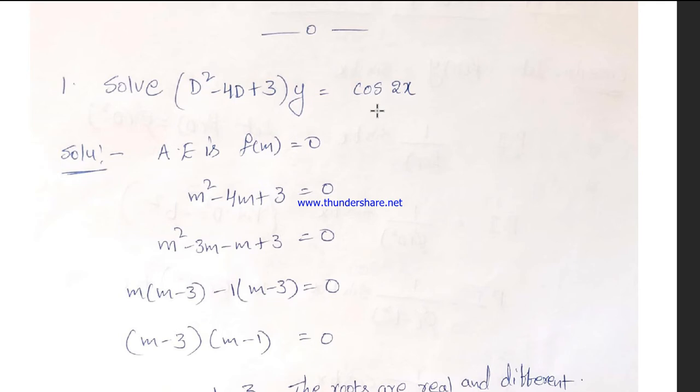So that's why first you need to write the auxiliary equation of f of D into y is equal to 0, that is f of m is equal to 0. So write the auxiliary equation f of m is equal to 0. That is m square minus 4m plus 3 equal to 0.